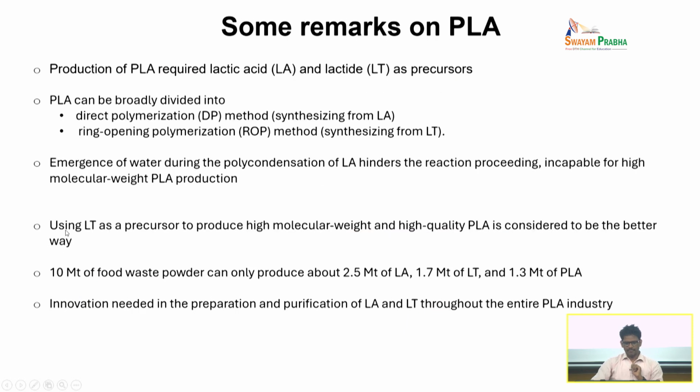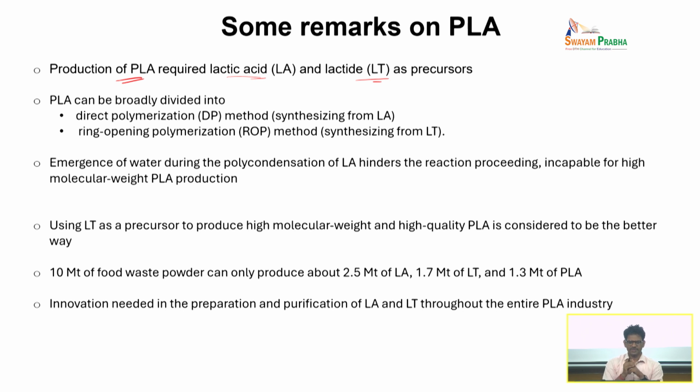Now, in the first slide I talked about lactic acid and then lactide. Okay, lactic acid is a monomer, lactide is a dimer. Okay, and polylactic acid is a polymerized version of lactic acid. Now, if you look at the production of PLA, you can actually use lactic acid and lactide as a precursor, that we have to remember, because I am going to take some more inputs from here.